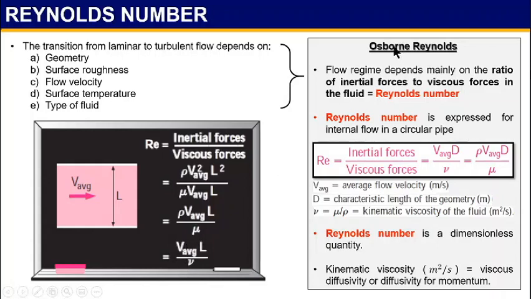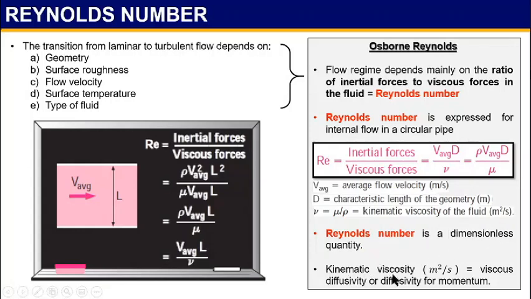Osborne Reynolds found that the flow regime depends mainly on the ratio of inertial forces to viscous forces in the fluid, which we now call the Reynolds number. Reynolds number is expressed for internal flow in a circular pipe as rho V average times D over mu. What is mu? Mu is the kinematic viscosity of the fluid, in meter squared over second. Reynolds number is a dimensionless quantity.